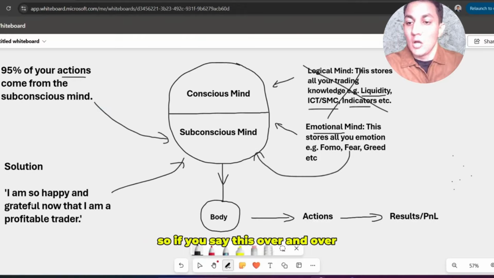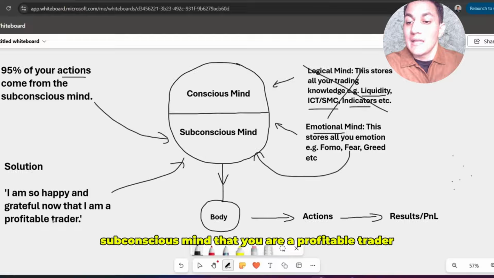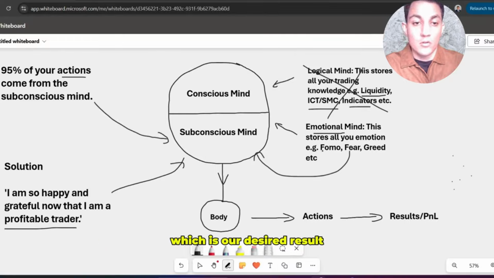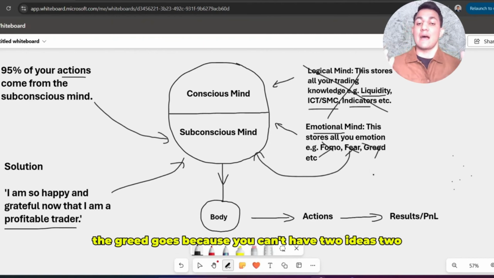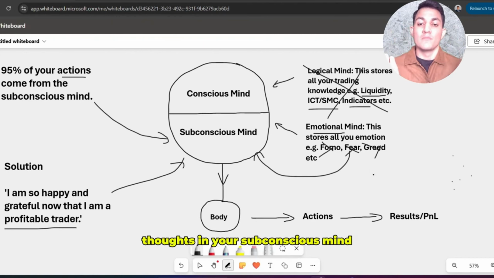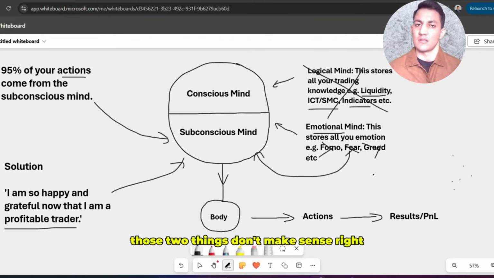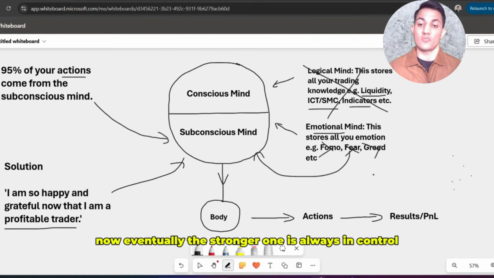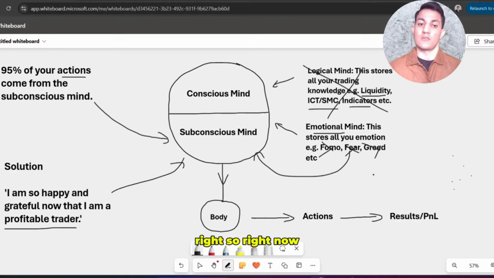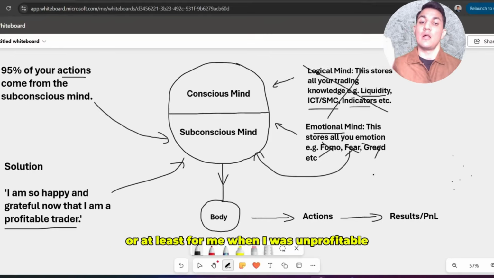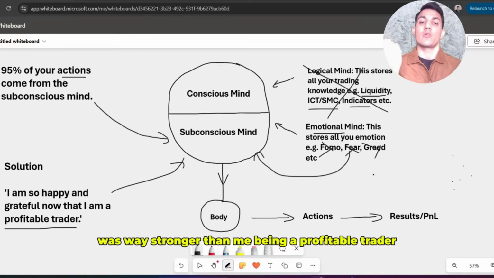So if you say this over and over again, over time, it gets into your subconscious mind. And once it's in your subconscious mind that you are a profitable trader, which is our desired result, the FOMO goes, the fear goes, the greed goes, because you can't have two thoughts in your subconscious mind that contradict each other, right? So if you're a profitable trader and you're afraid to lose, those two things don't make sense, right? Eventually, the stronger one is always in control. So for me, when I was unprofitable, me being afraid to lose was way stronger than me being a profitable trader.